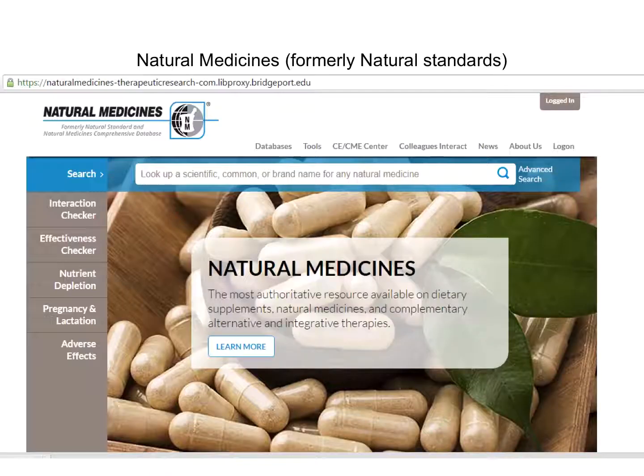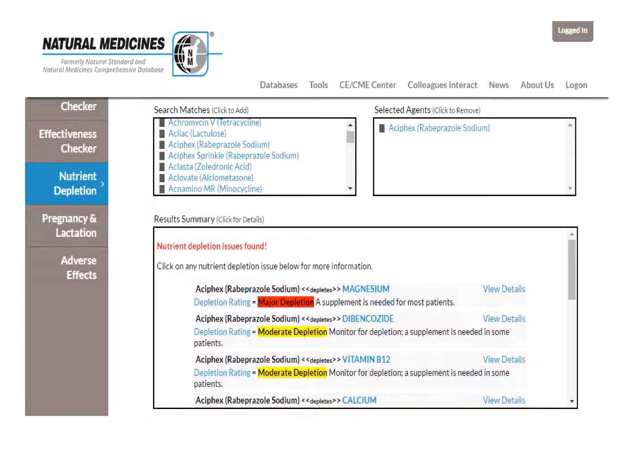So that's examine.com. Now, the great one that we use at school, and you could subscribe to this, but it costs a lot of money, is, of course, Natural Medicines, formerly Natural Standard. So that's what it looks like when you go online there. It's my secret Bridgeport account. And I put in the drug Aciphex, just for kicks, looking for nutrient depletions, kind of backtracking about nutrient depletions. This is how they list it, because you can do nutrient depletions on Natural Medicines, you can do effectiveness checkers, adverse effects, and then, of course, drug-herb interactions. So this is a really good one, but it's expensive to subscribe to.